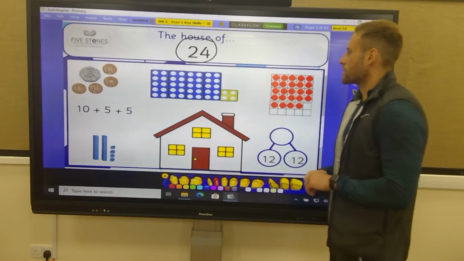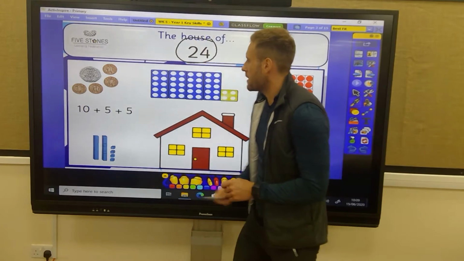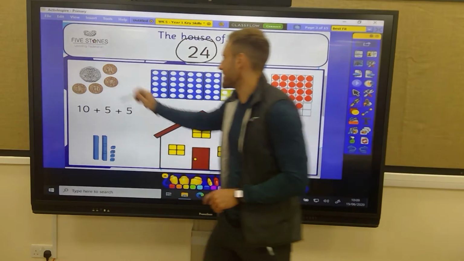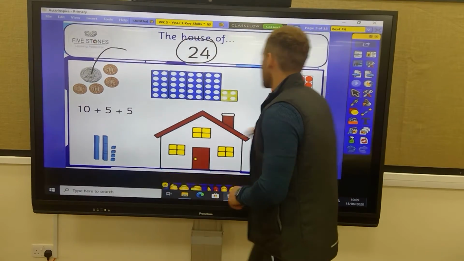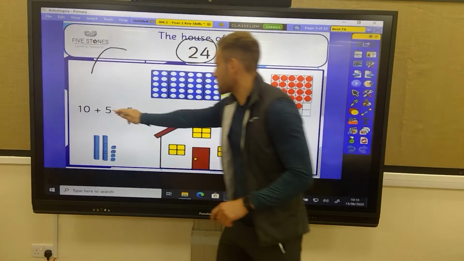Okay, pause if you'd like more time. Fantastic. Let's start with our money in the corner here. So we've got 20, 21, 22, 23, 24. So yes, your money can go into your house of 24. Well done. What about this number sentence here?